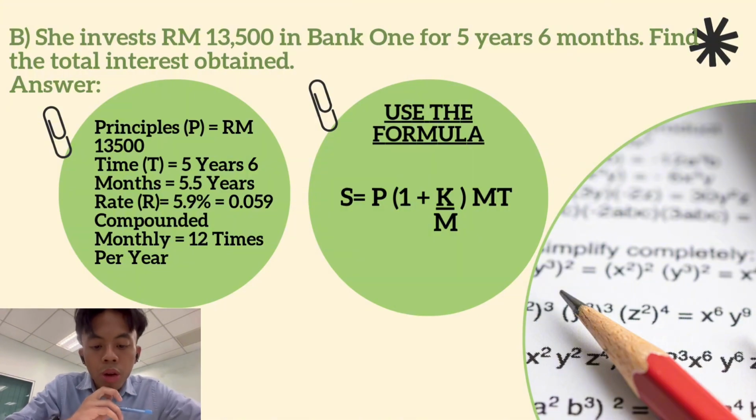For this question, I will use the formula S equals P(1 + r/m)^(mt). So from the info that I get, I can assume that the principal P equals RM13,500. For time T, I get 5 years and 6 months, which will change to 5.5 years. For the rate, I get 5.9%, we can change to 0.059. Compounded monthly is 12 times per year.